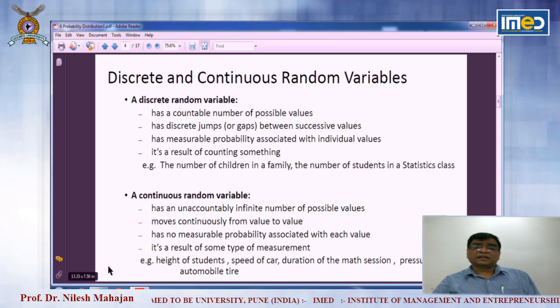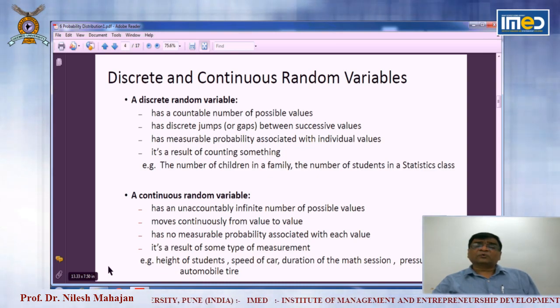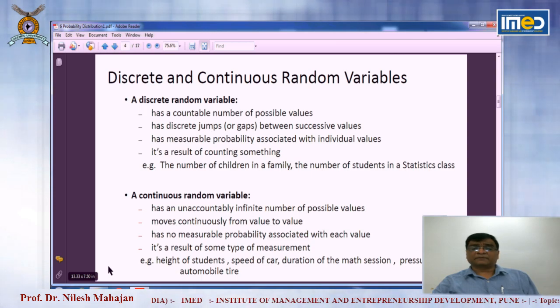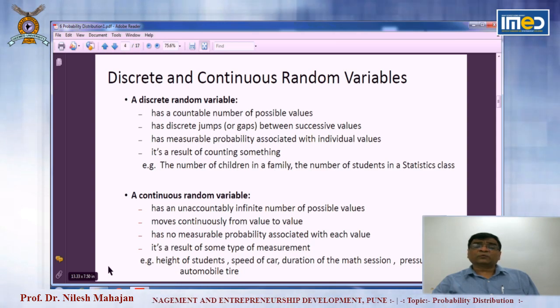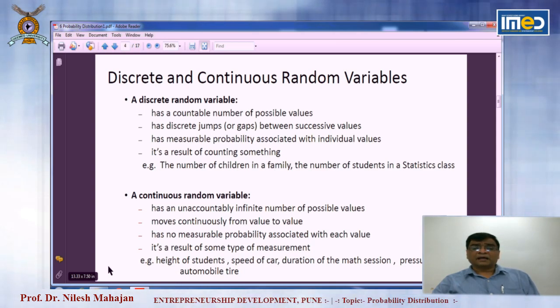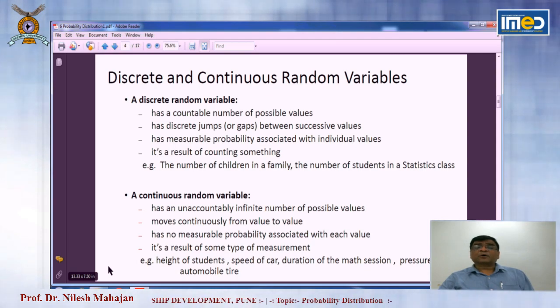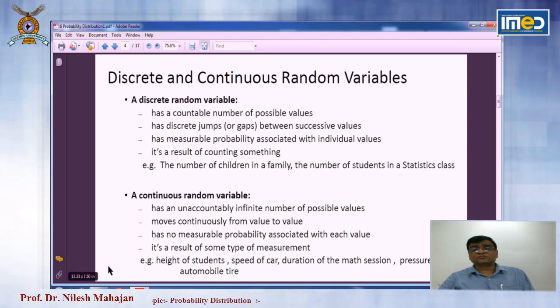Now a continuous random variable has an uncountably infinite number of possible values. Second, it moves continuously from value to value. Third, it has no measurable probability associated with each value. Fourth, it is a result of some type of measurement. Examples are the height of students, speed of a car, duration of the math session, pressure in an automobile tire.